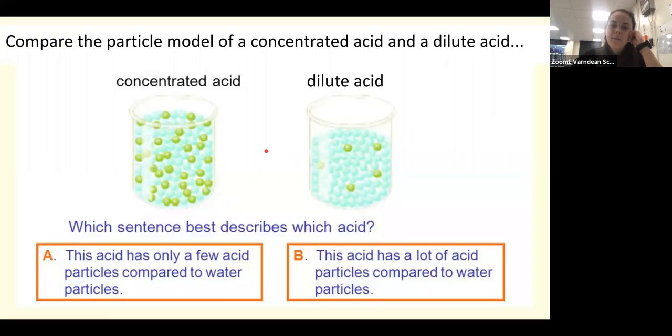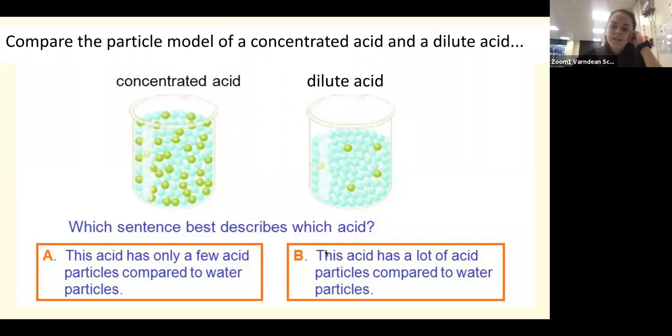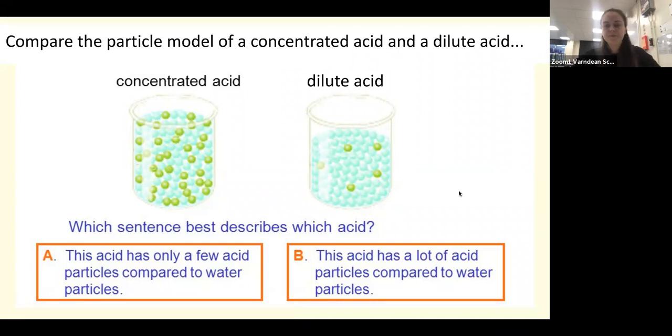So last bit here to look at, we're comparing a particle model of our concentrated acid and dilute acid. So I've got two sentences here, and I want you to tell me which of these sentences will describe the concentrated and which will describe the dilute. So have a little go at this poll for me. So which sentence is describing concentrated acid, A or B? Which is describing the dilute acid, A or B?